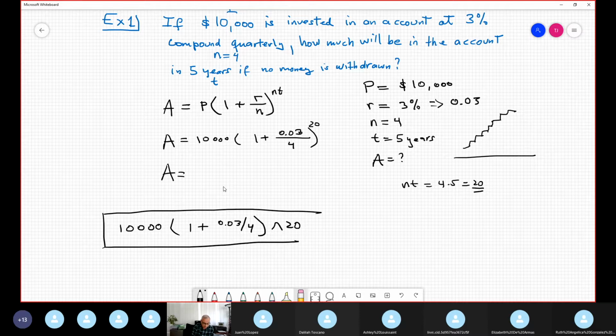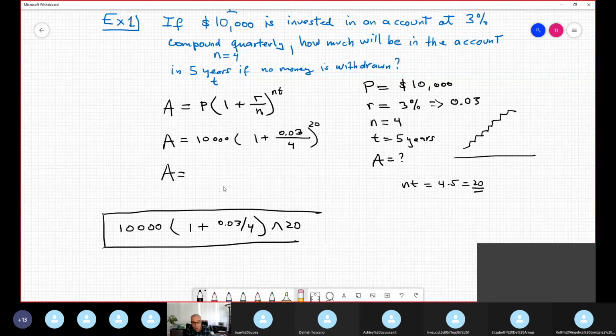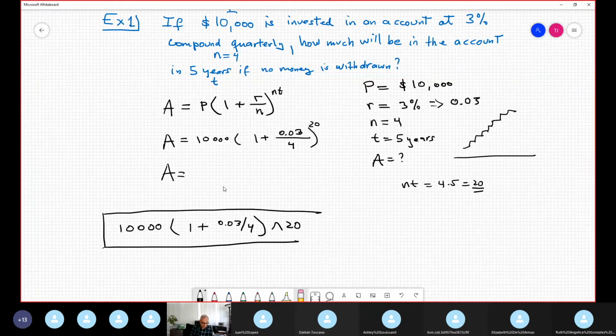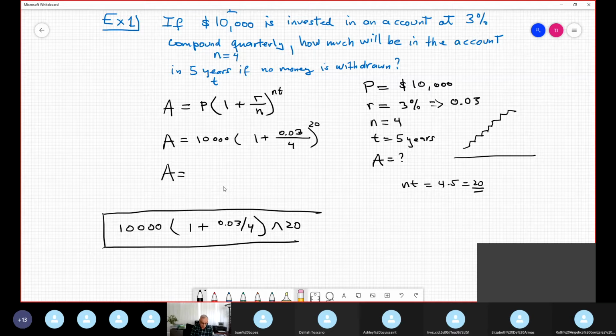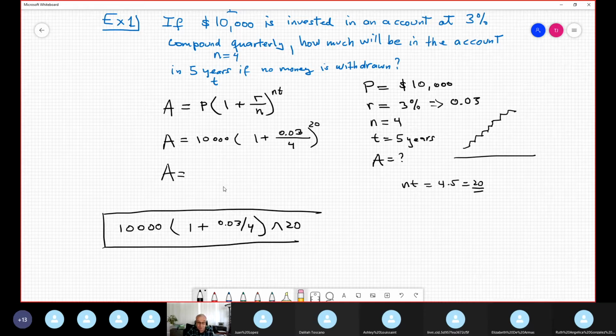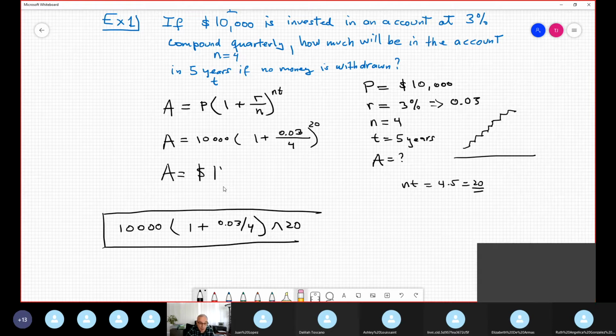So 10,000 is the answer? Yes, but you forgot a 0. It's 10,000, not 1,000. Parenthesis, 1 plus 0.03 divided by 4, everything raised to the 20 power. Okay, no problem, but you get the idea. Press enter. It's 11,000.